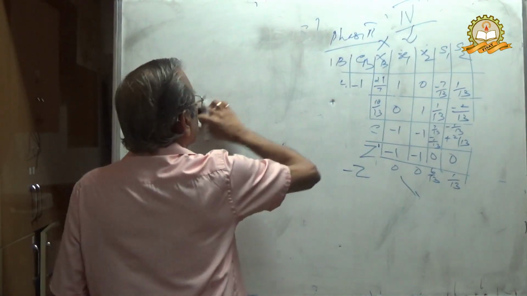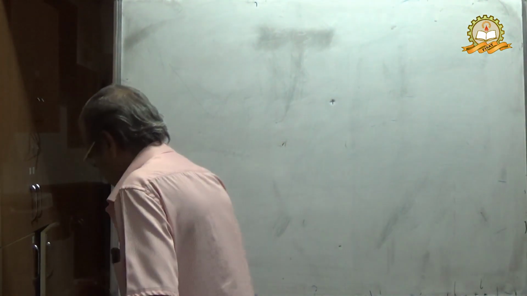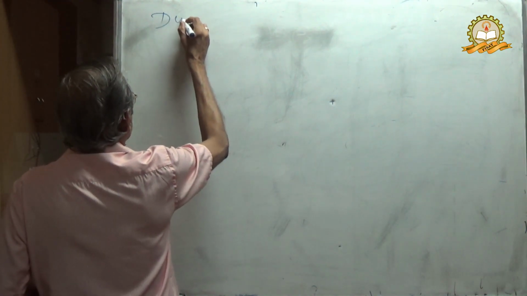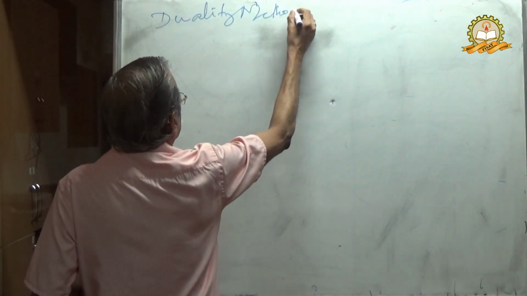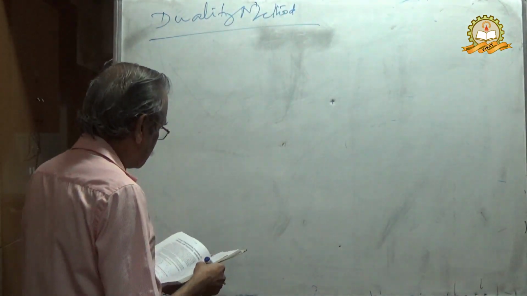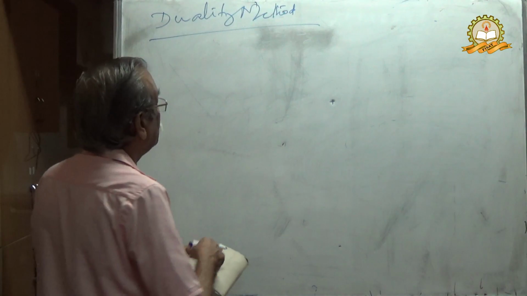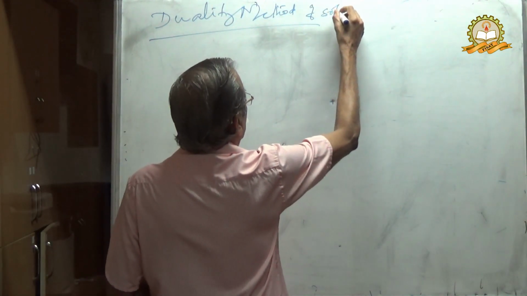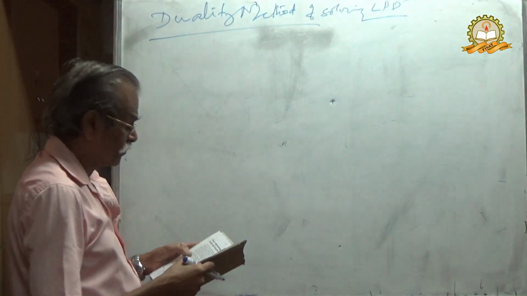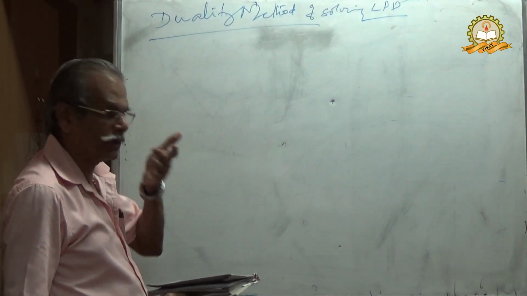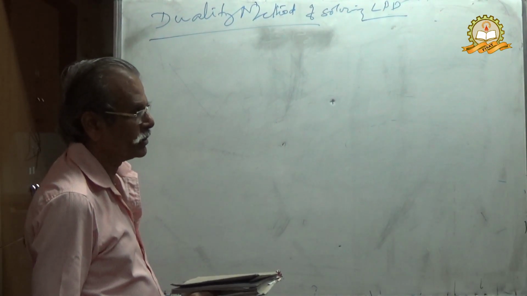Then, the next type, the fourth type, another important one, which is called the duality method. Duality method of solving LPP. Normally you can expect one simple question for 6 marks.